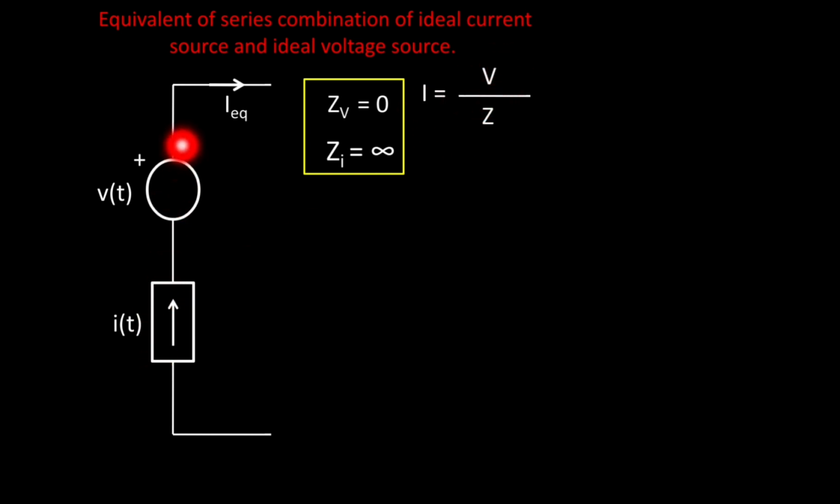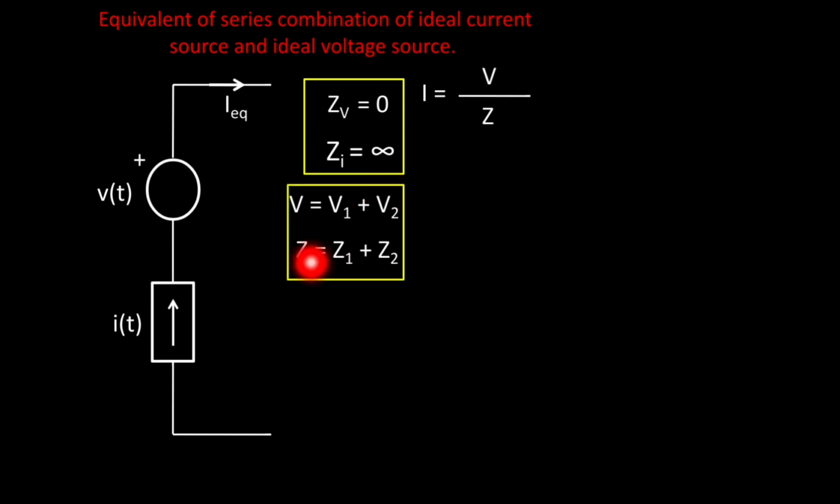So total current will be equal to total voltage upon total impedance. What will be the total voltage of this series combination? The total voltage of a series combination is always an addition, so V is equal to V1 plus V2. Similarly, the total impedance of a series combination is an addition, so Z is equal to Z1 plus Z2. As far as Z1 and Z2 are concerned, it is very simple. Z1 is the internal impedance of this voltage source, that is ZV, and Z2 is the internal impedance of the ideal current source, that is Zi. So Z1 plus Z2 is ZV plus Zi, which is already known to us.